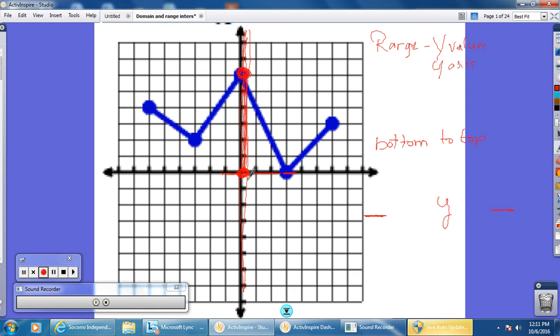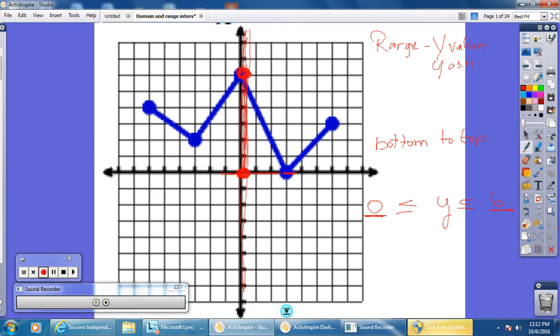Okay? So now we look at the lowest part of the function. What value is this on the y-axis? That is 0. And what value is this on the y-axis? We're going to go positive 1, 2, 3, 4, 5, 6. So I'm going from least to greatest, bottom to top. Again, I have solid circles. So it's going to be, there we go. y is greater than or equal to 0, and between all the way up to y is less than or equal to 6. So it's all these values in between.